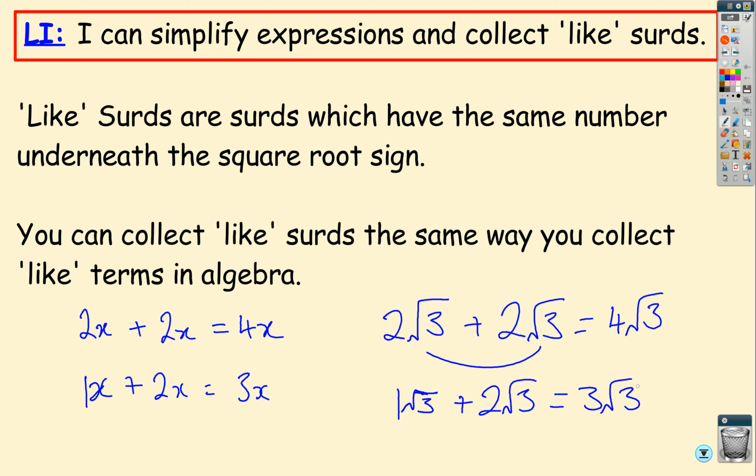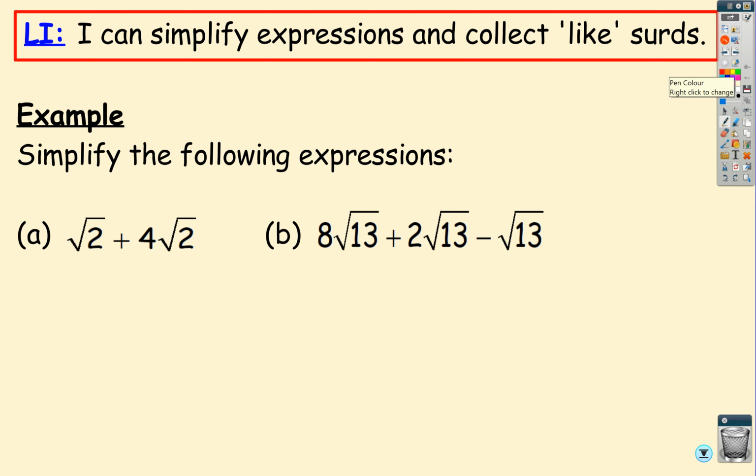Okay, so let's have a look at a couple of examples, right? So the first one here is root 2 plus 4 root 2. So you're collecting the like surds. Root 2's are the like surds in that expression. So you've got 1 root 2 plus 4 root 2's. Altogether must mean you've got 5 root 2's. Okay, and it couldn't be easier.